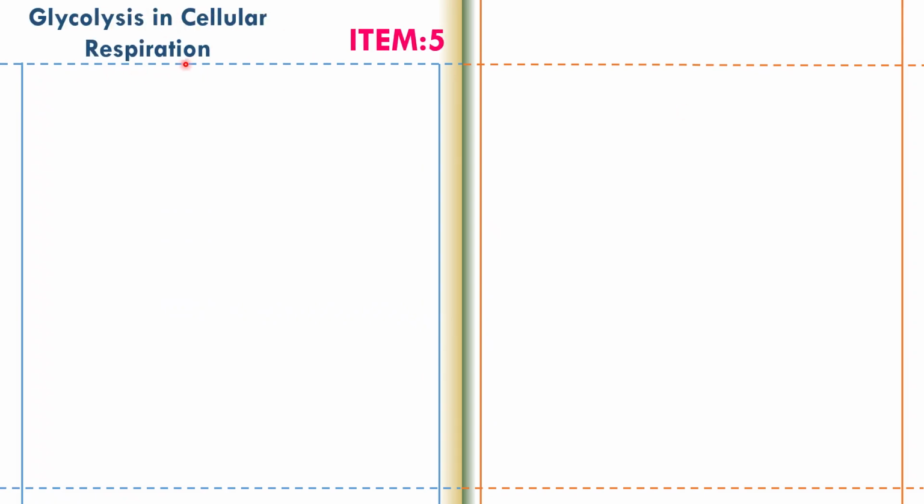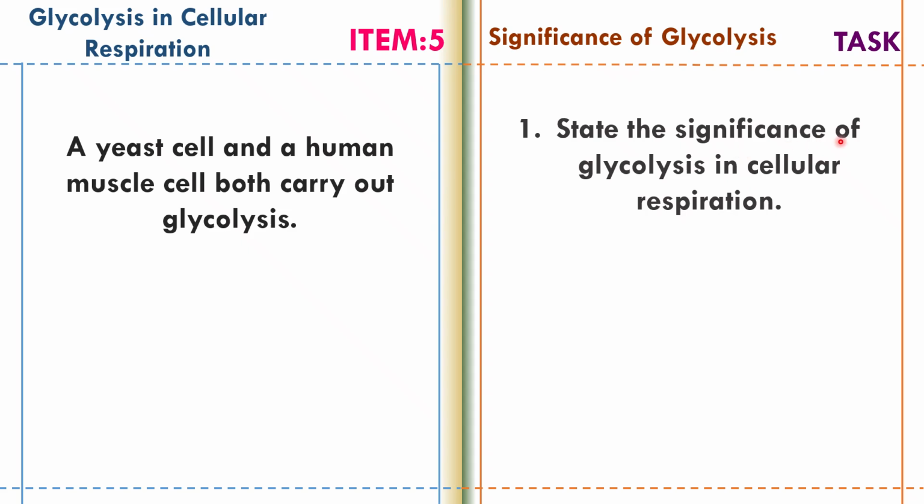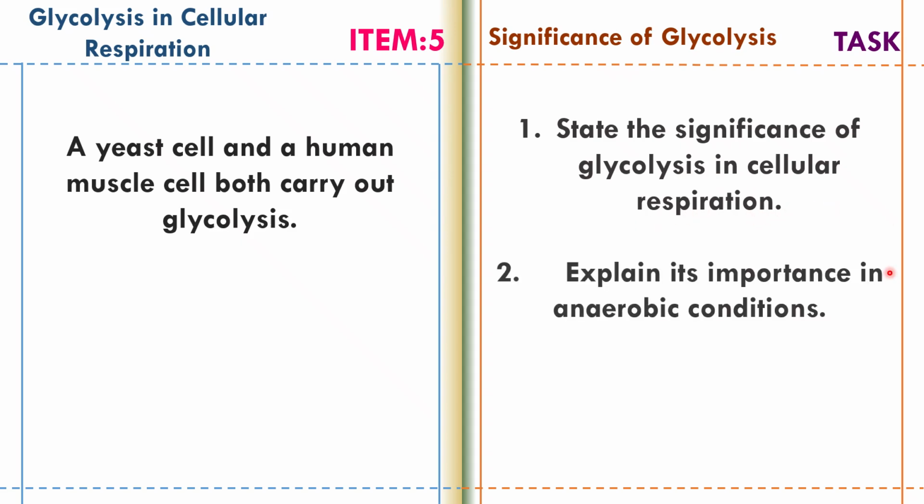Glycolysis in cellular respiration, item 5. Let's look at the significance of glycolysis. A yeast cell and a human muscle cell both carry out glycolysis. Task: state the significance of glycolysis in cellular respiration. Explain its importance in anaerobic conditions.